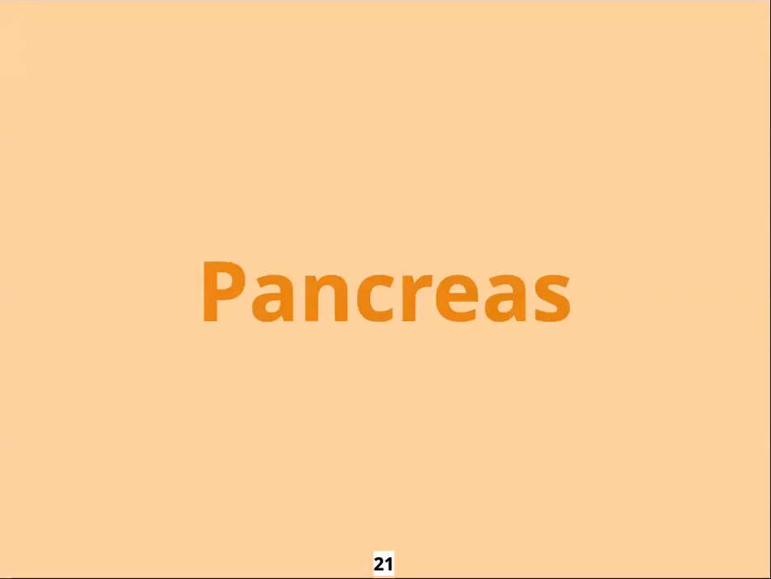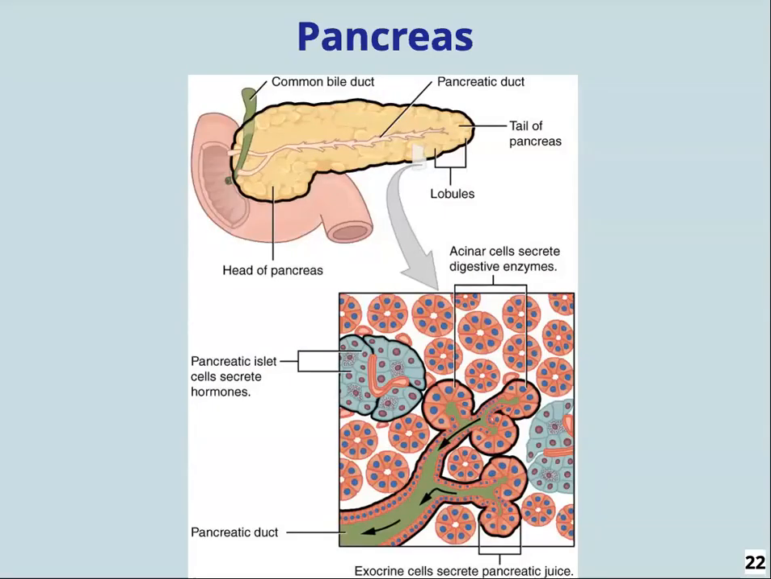Let's now take a look at our pancreas. The pancreas is a very special organ because it has a combination of exocrine as well as endocrine functions. The exocrine pancreas is responsible for secreting pancreatic juice, which is released into our small intestine. Pancreatic juice is a watery alkaline solution with a pH around 8 that is great for neutralizing the acidic chyme entering from the stomach into the duodenum.